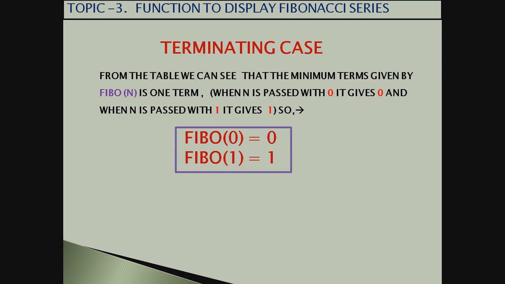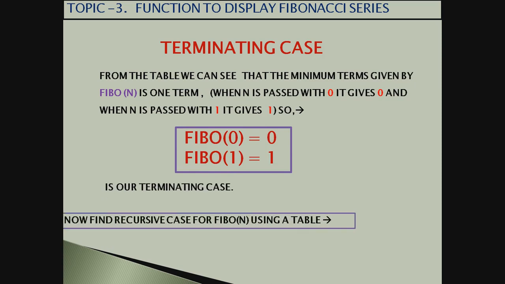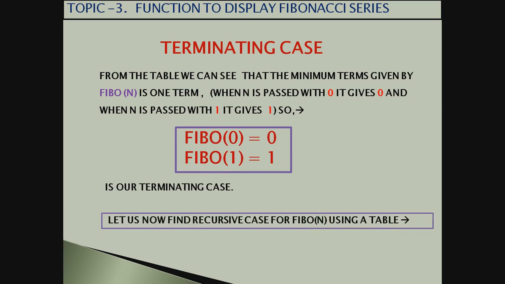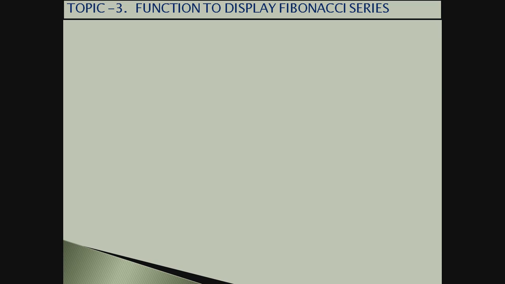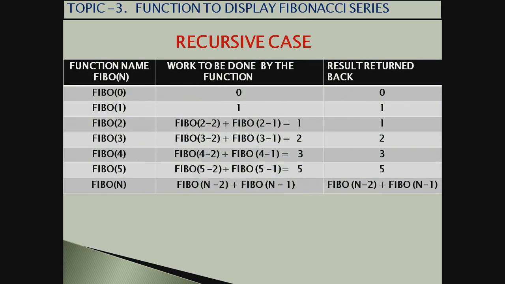Let us now try to find the recursive case. Again, we'll go for the recursive case. We'll analyze it and find the recursive case using a table. So we start the recursive case, and here is the table for us. See, the first two, Fibo 0 and Fibo 1, are terminating cases. We have already talked of them.